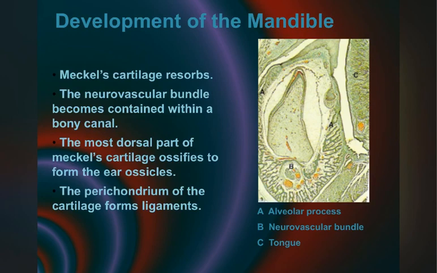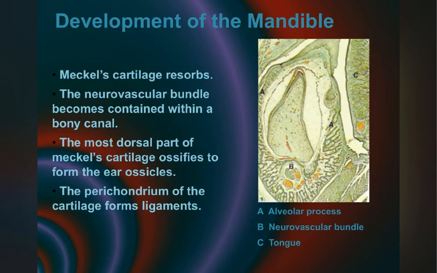As Meckel's cartilage resorbs, the neurovascular bundle becomes contained within a bony canal. The most dorsal part of Meckel's cartilage ossifies to form one of the ear ossicles. So this should be corrected. One of the ear ossicles, which is the malleus. The perichondrium of Meckel's cartilage becomes ligaments.